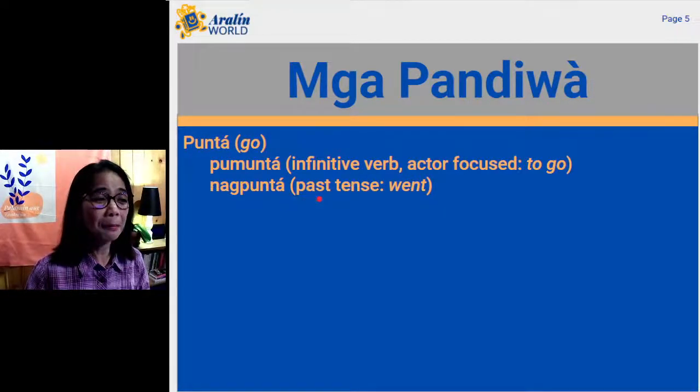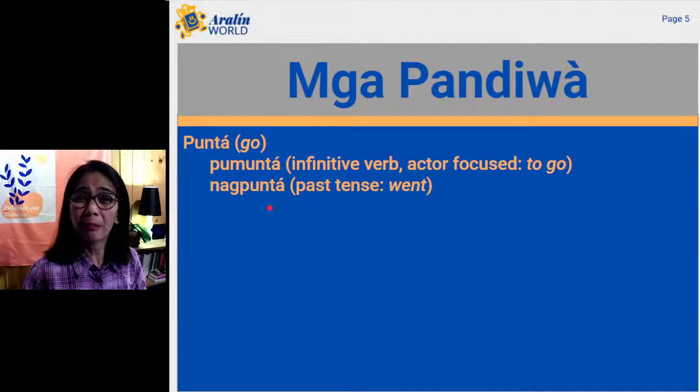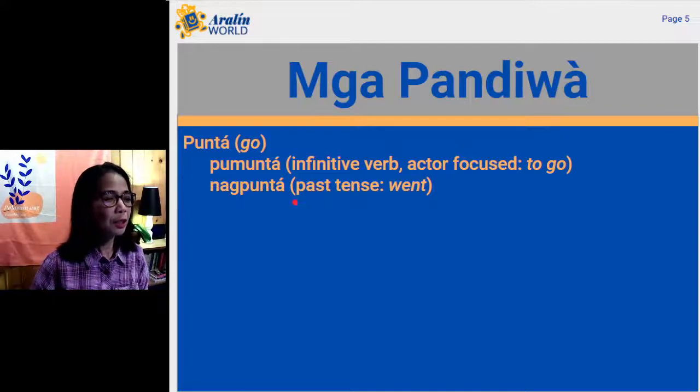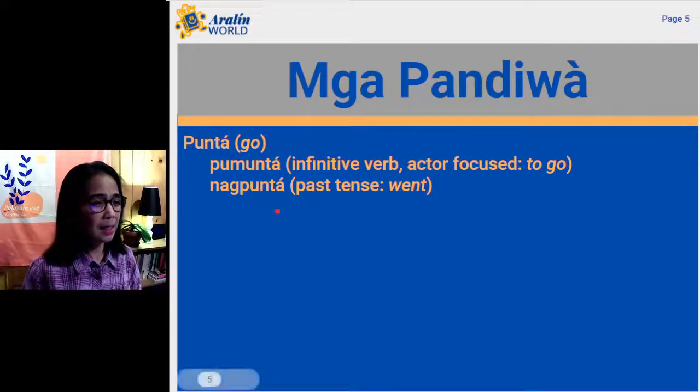Nagpunta is a past tense of not the pumunta, but it's the magpunta. The other one, the mag verb. The first one, pumunta, is um verb, whereas nagpunta is part of mag verb. And mag verb is also an actor-focused verb. So nagpunta is a past tense.